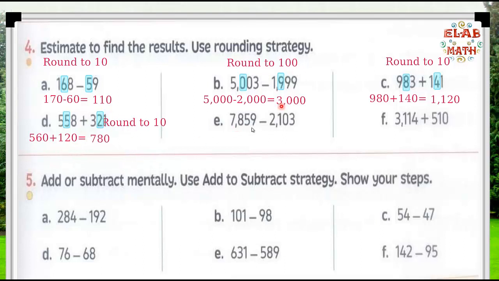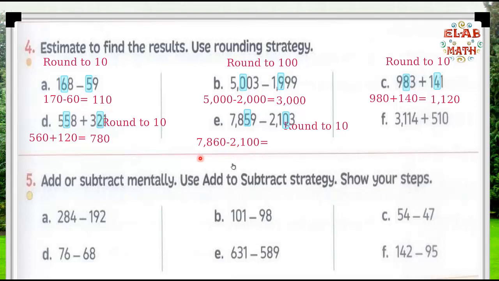780. Next one, we will round to 10. In tens place 0, next number is 3, so we will write 2100. And here, tens place we have 5. Next number is 9, more than 5. That means you should write here 6 instead of 5. So the first number it will be 7,860. Second number it will be 2,100.